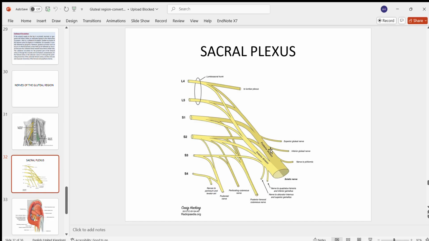These are the superior gluteal nerve, the inferior gluteal nerve, the nerve to piriformis, nerve to quadratus femoris, nerve to obturator internus, the posterior femoral cutaneous nerve, the perforating cutaneous nerve, and the pudendal nerve, and the greatest of them all is the sciatic nerve, which is a combination of the posterior and anterior division of the sacral plexus.